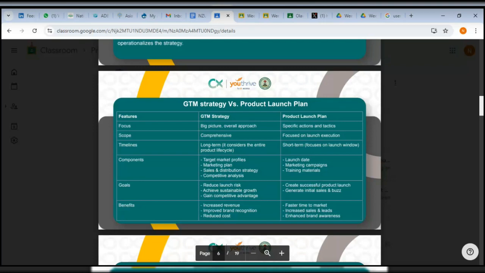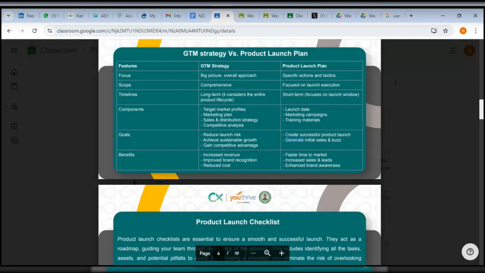The goal for go-to-market strategy is that you reduce launch risk, right? Launch risk with the market. You achieve sustainable growth, and if you've prepared the market for your product, in the sense that you've created enough awareness to build anticipation, then you're able to gain market share and start to build growth from your market share. And then you also want to gain competitive advantage when you launch, with your market strategy.